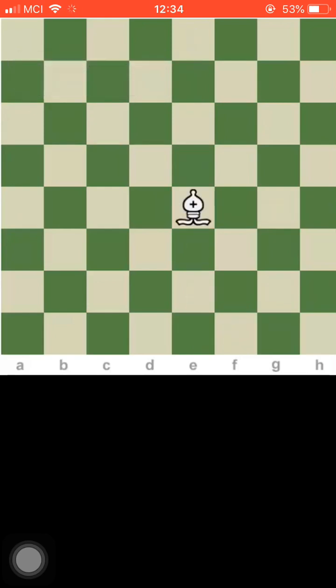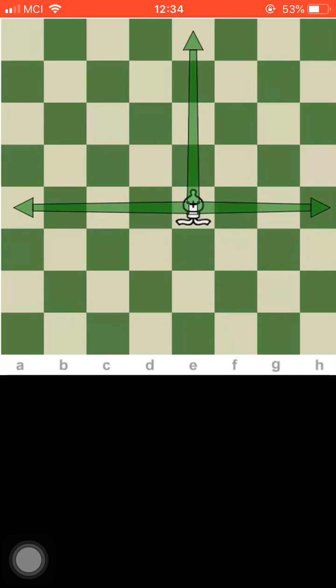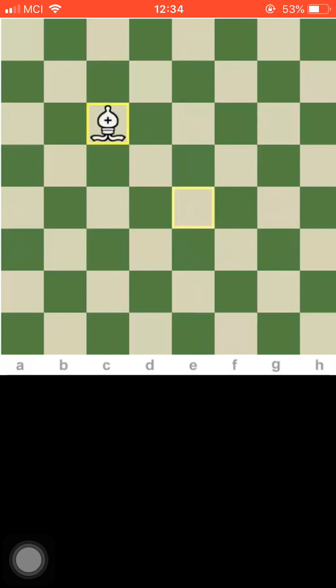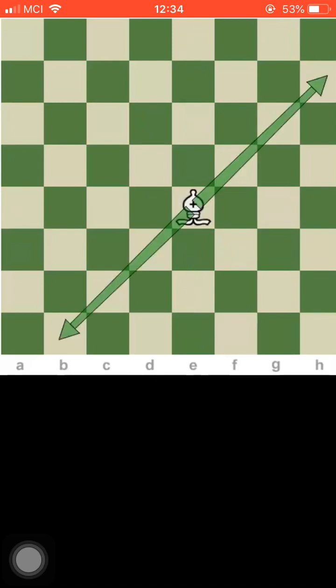The bishop is in many respects the polar opposite of the rook. The bishop is not allowed to move along the ranks or the files, ever, and its only legal movement is along the diagonal of the color it currently sits on. In this position, for example, this bishop can move to any square along the B1, H7 diagonal, or any square along the H1, A8 diagonal.